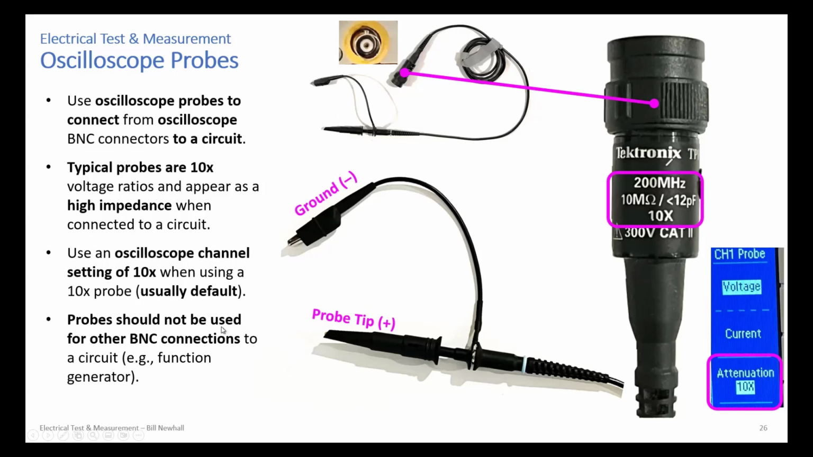And also, I tend to not use just regular BNC to alligator clip connectors as scope probes. Again, because of the loading of the circuit at higher frequencies, that can cause a problem. So use a scope probe for oscilloscope measurements and don't use them for anything else.